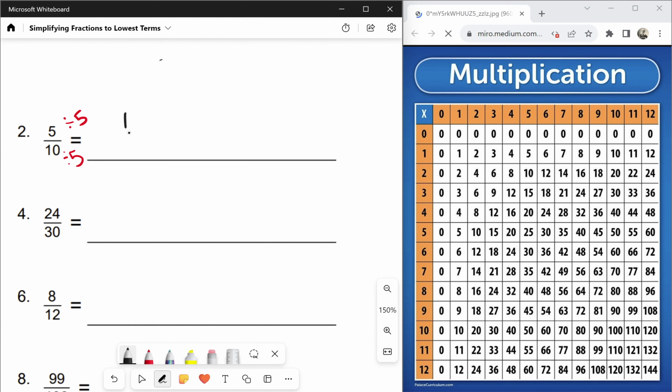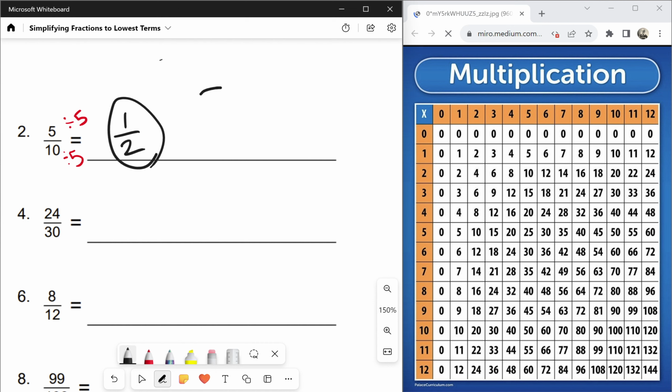5 divided by 5 is 1. 10 divided by 5 is 2. Look at that. We've got a 1 in our numerator. I know that I can't bring it into any lower terms than 1. 5 out of 10 is the same as 1 over 2.